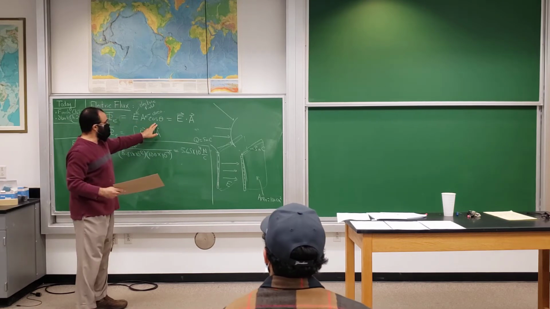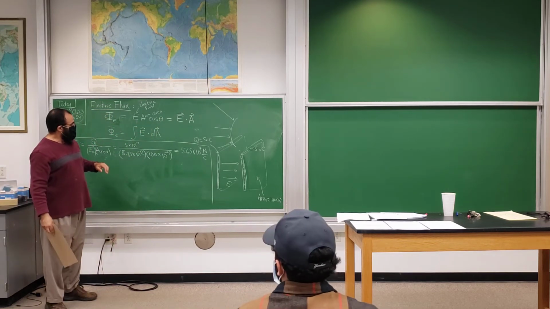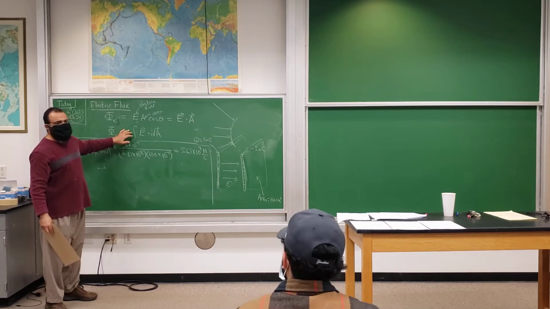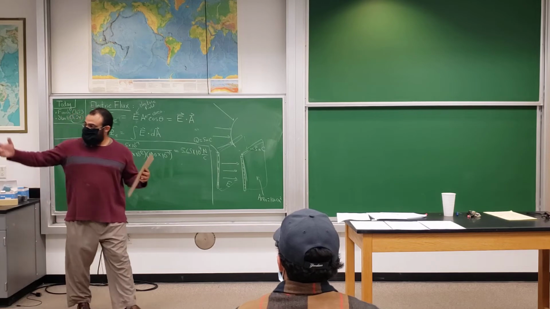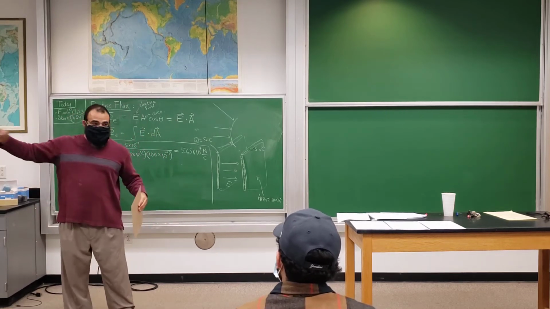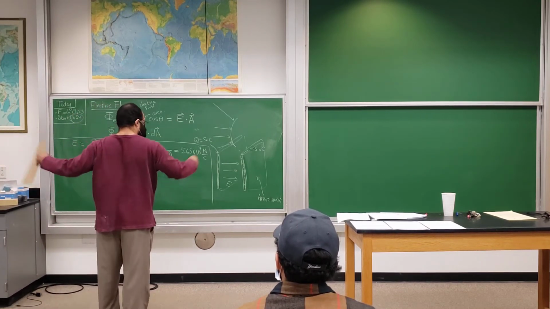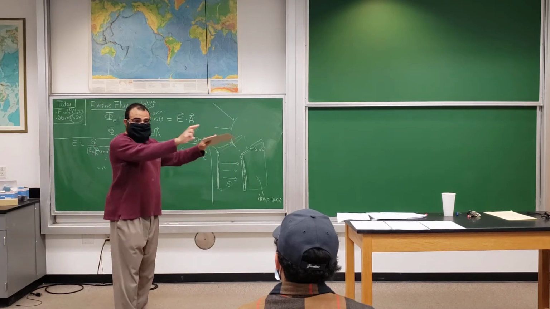Electric field times the area times the cosine of theta. Let me ask you, why don't I have to do the integral in this case? Because the field is constant. Yeah, the field points from there to here, from left to right, and it just doesn't change its direction.